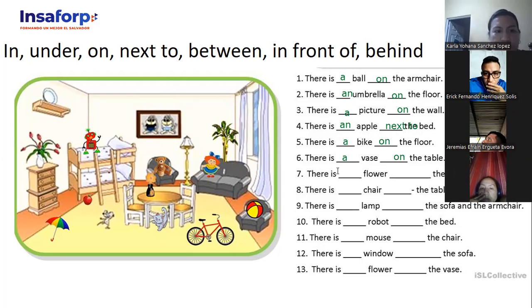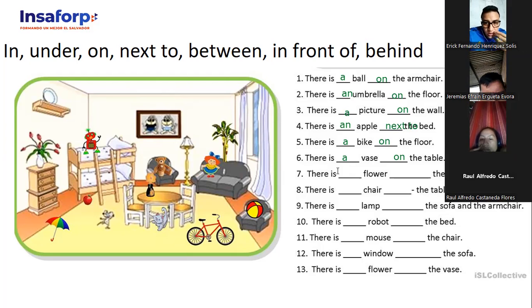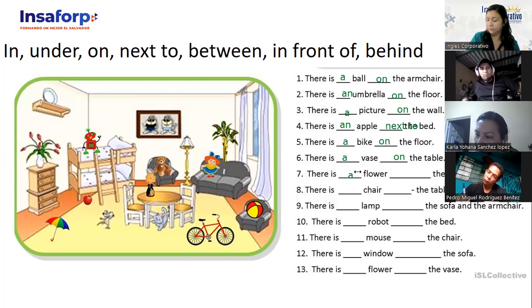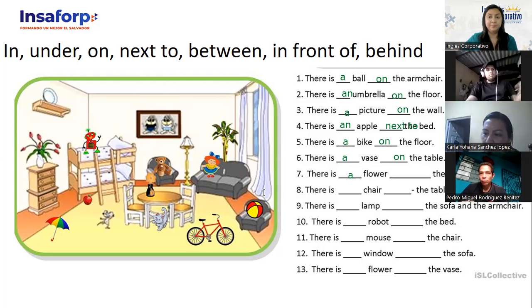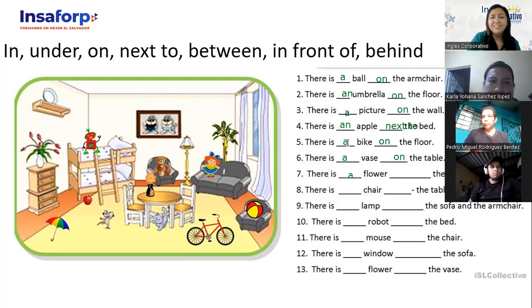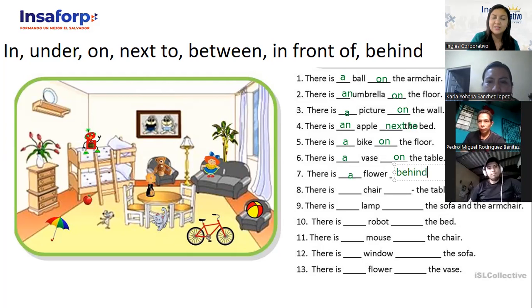Number seven. There is a flower. Next to. Veamos, dice que hay una flor con relación al sofá. Ajá, next to. Next to significa a la par del sofá. Behind. Behind. Ajá, digamos que esta es la flor a la que se refiere. There is a flower behind the sofa, detrás del sofá. Okay, behind the sofa. Number eight.